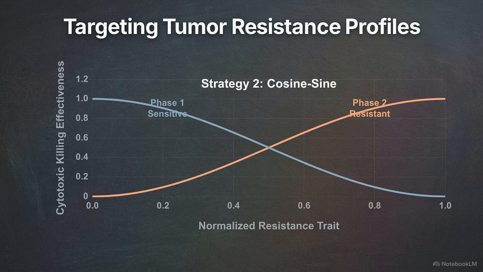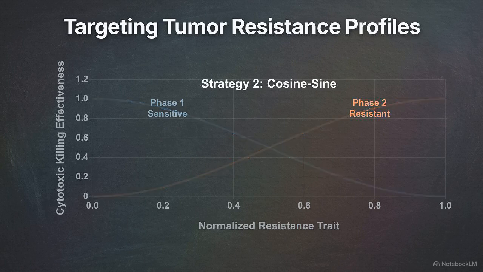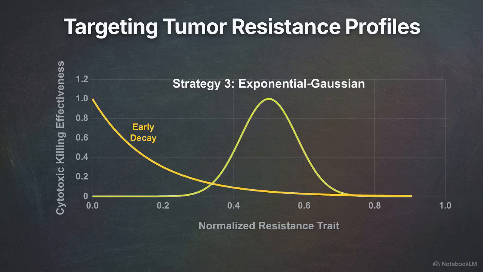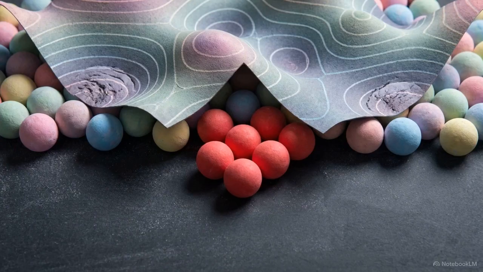The second is a cosine-sine contrast. This alternates 2 periodic functions, ensuring different tumor traits are targeted at different phases of the treatment. The third is an exponential Gaussian mix, which uses an exponential decay function to target lower trait values early, combined with Gaussian intermediate trait concentration. The geometric shape of the cytotoxic function directly dictates the evolutionary pressure applied to the mutating tumor demographic.